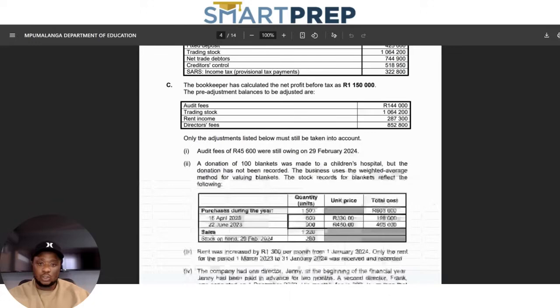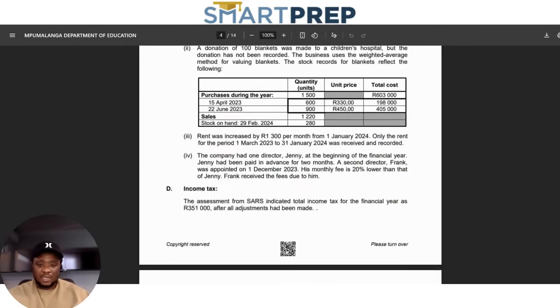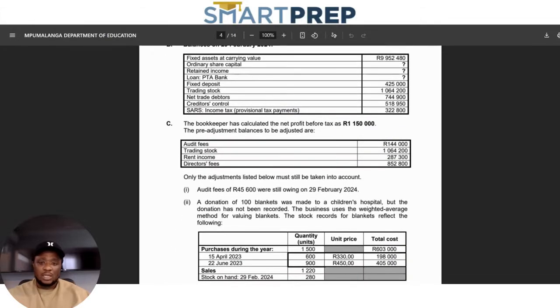Just a quick glance at it, by the way. You can see here that the tax expense for the year is 351,000, and then you're given SARS income tax provisional payments of 322,800. So you basically need to make a further payment towards taxes, so that's going to be a liability. It doesn't affect trade and other receivables.